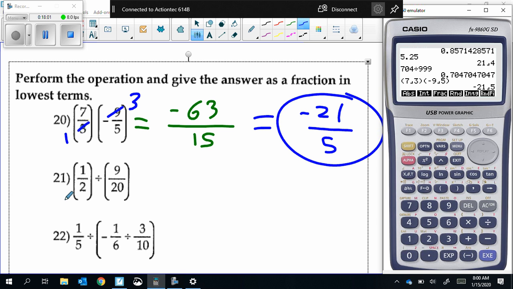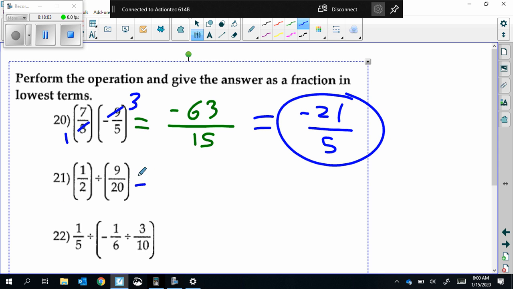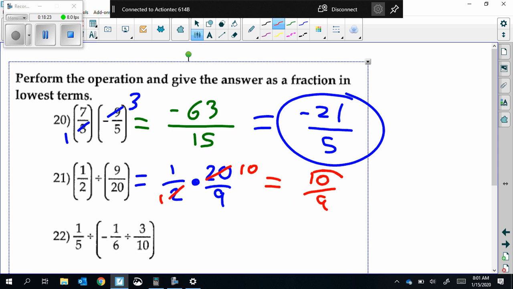For division, you can just type it in, but what division is really is multiplying by the reciprocal. You flip the second fraction. If you follow the same rules as before, the 2 and the 20 can be reduced before you multiply straight across for multiplication. 10 over 9. Or type it straight into your calculator. It gets it too.